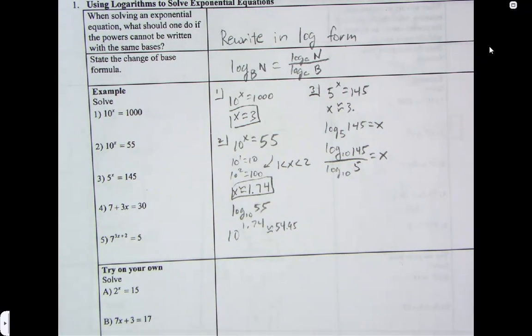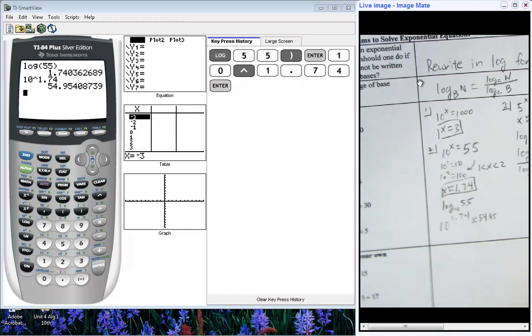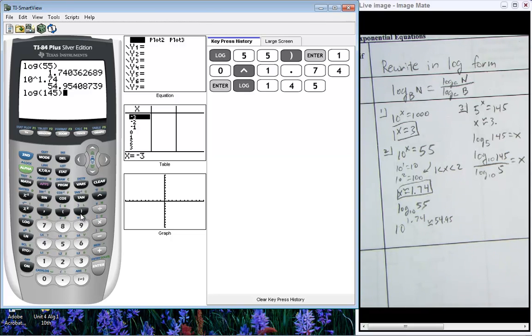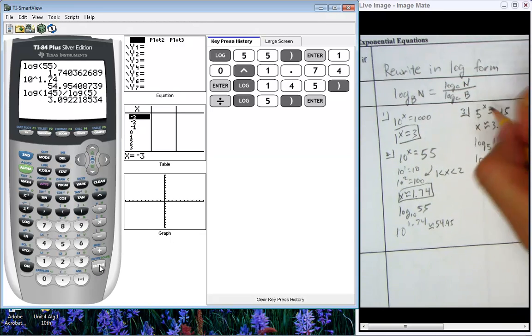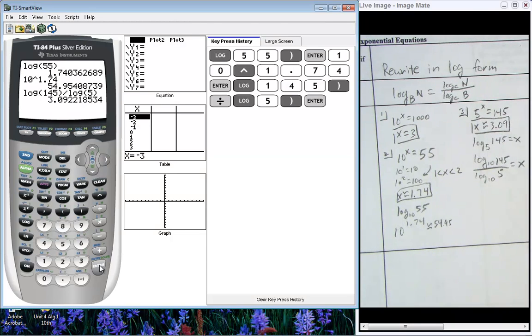So I'm going to put that in my calculator. Log 145 in parentheses divided by log 5. And I should get close to 3 point something. 3.09, let's round, so 3.09. We're going to round to the hundredths. So that's why it's approximate. So that's why the equal signs are squiggly.